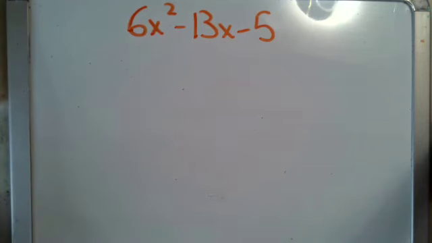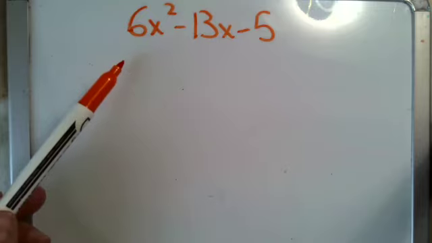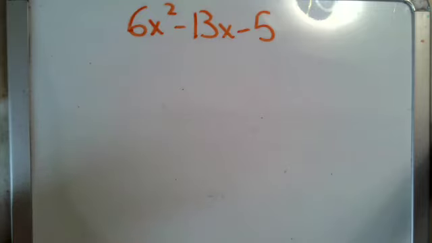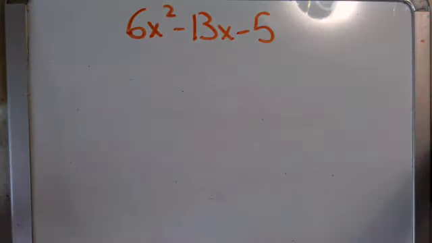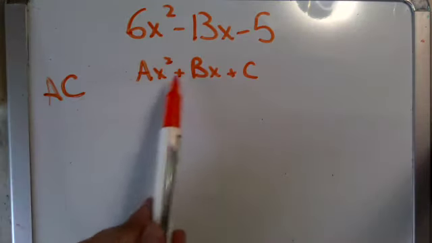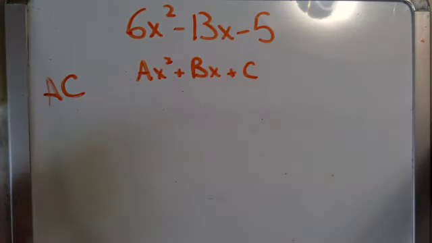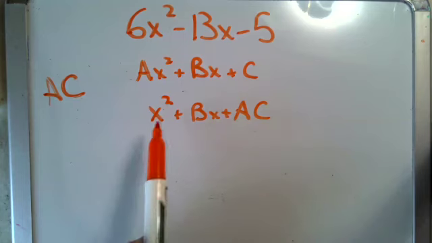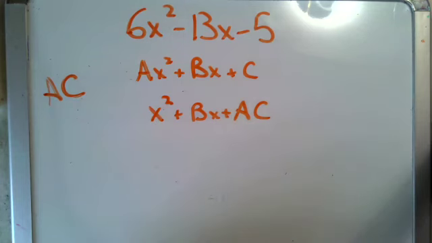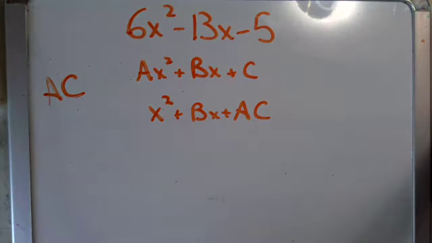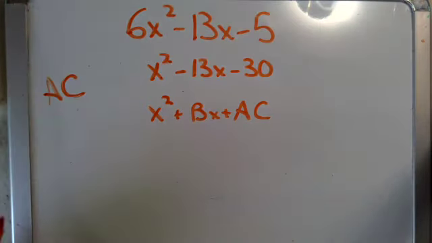Let's go. Okay, as our sample problem for these methods, we're going to use 6x squared minus 13x minus 5. So let's start with what's called the AC method. We take our ax squared plus bx plus c and we rewrite it as x squared plus bx plus ac. So we take our 6 and we multiply it into our negative 5 and it becomes x squared minus 13x minus 30.